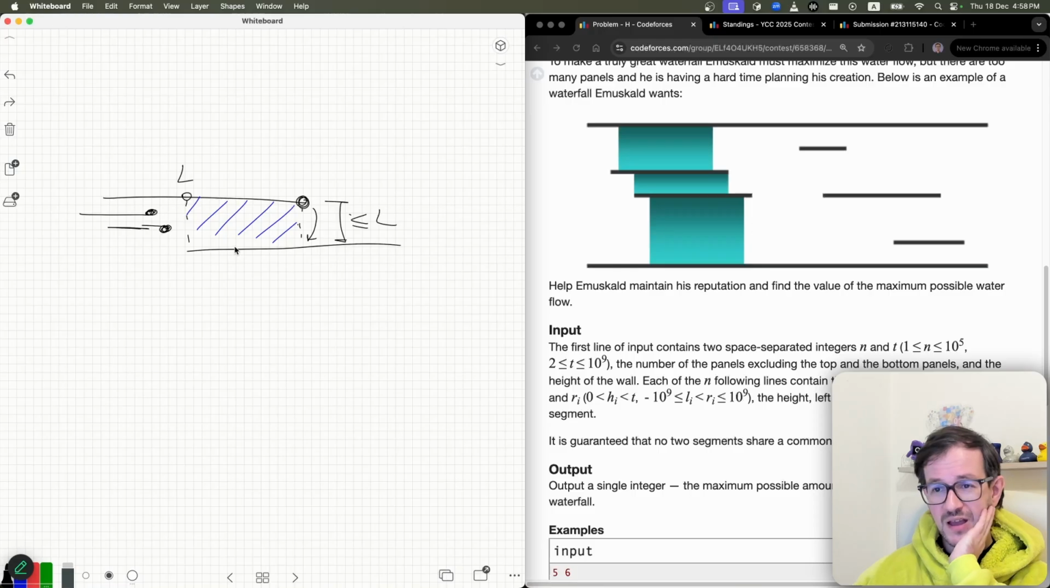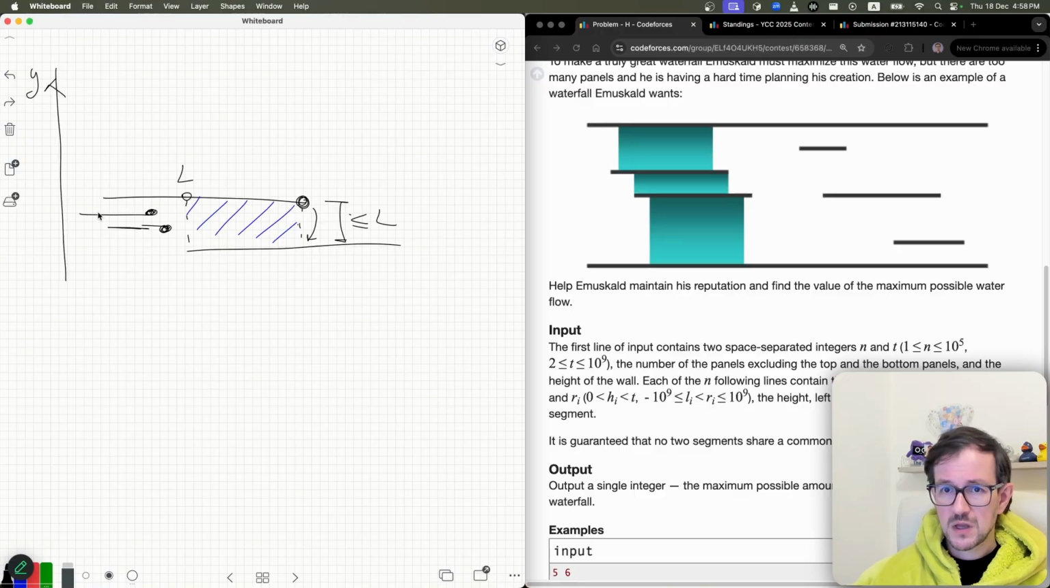Okay, hope it's clear. So I need a segment tree which counts minimum or maximum on a segment. For each y coordinate, I find the rightmost point of the segment which I have in this y coordinate. Then for this segment of y coordinates, I need to find the rightmost segment. So if this segment is somewhere here, then this panel will interrupt this flow.